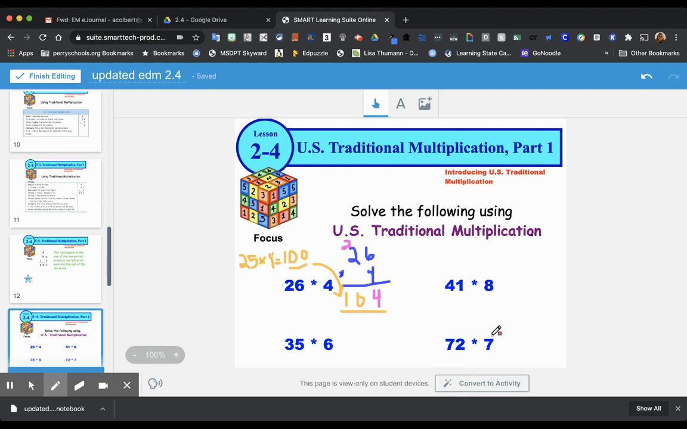Let's do 72 times 7. So I'm going to rewrite 72 times 7. So I'm going to do 7 times 2. 7 ones times 2 ones is 14. We're going to carry that 10. 7 times 7 is 49, plus 1 more would be 50, giving us an answer of 504.